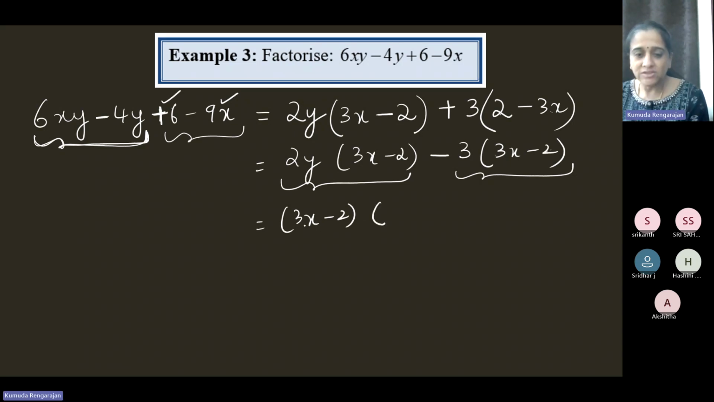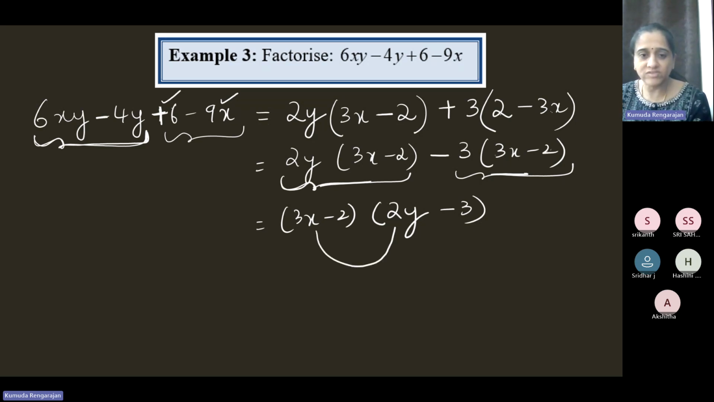Now in the bracket, 3x minus 2 into what will give you the first term? Into 2y, right? Minus 3. Minus 3, yeah. Between this one and this one, 3x minus 2 is common. So take out the common factor, open a bracket. 3x minus 2 into 2y gives the first term. Then 3x minus 2 into minus 3 will give you the second term.